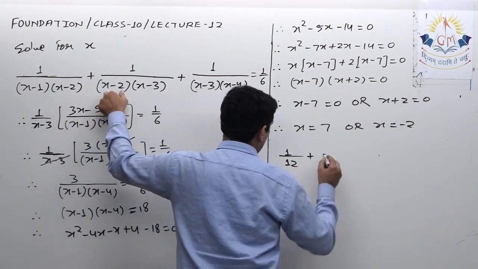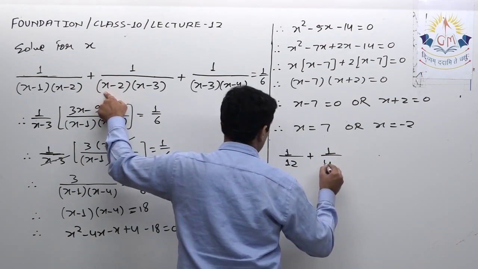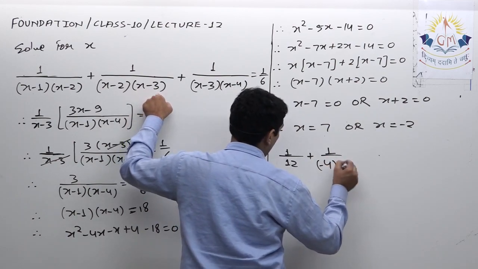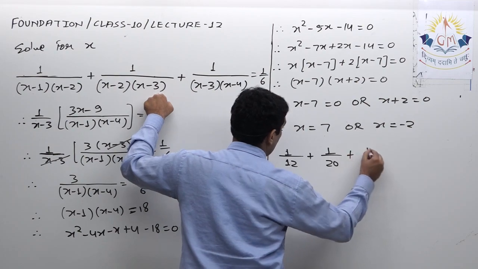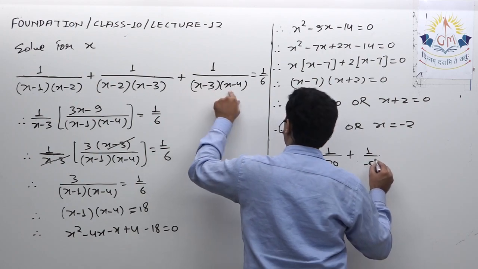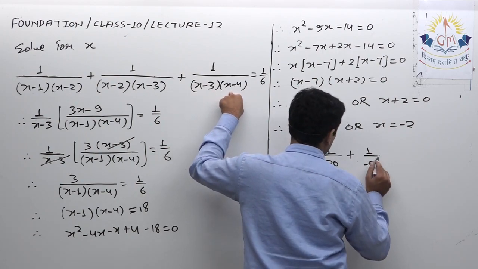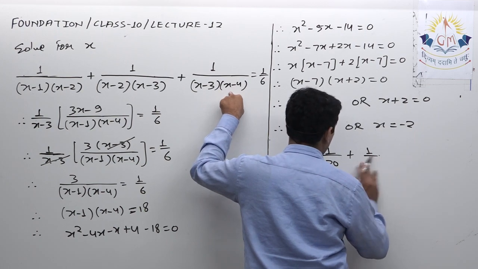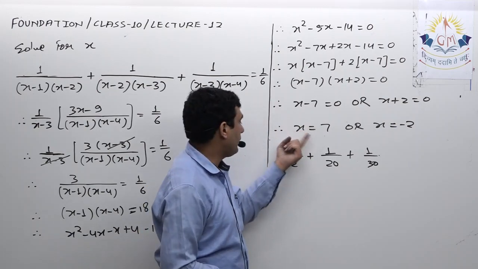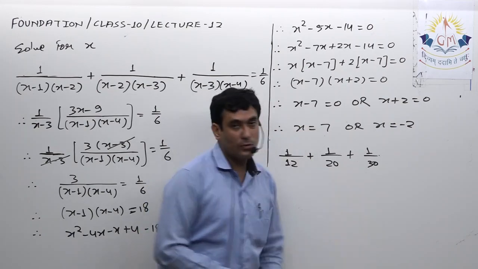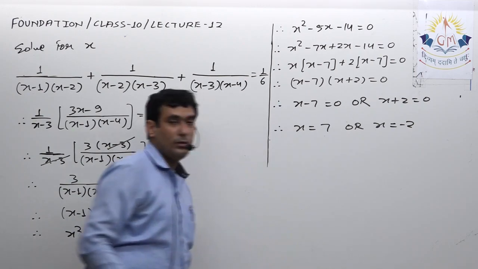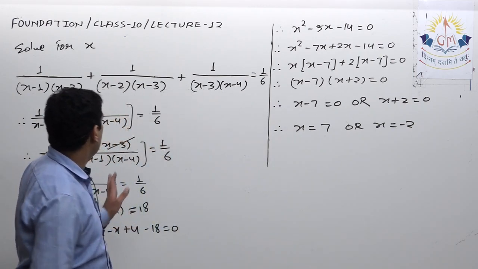Then minus 2 minus 2, that is again minus 4. Then minus 2 minus 3, that is minus 5. So 5 fours are 20, again 20. Okay. And over here when I put x equal to minus 2, this will give you minus 5 multiplied by minus 6, that is 30. So these were the denominators, these were the terms when I put x equal to 7. As I am getting the same thing, obviously this will be equal to 1 upon 6. So here x equal to 7 and x equal to minus 2 are the solutions of the given equation.